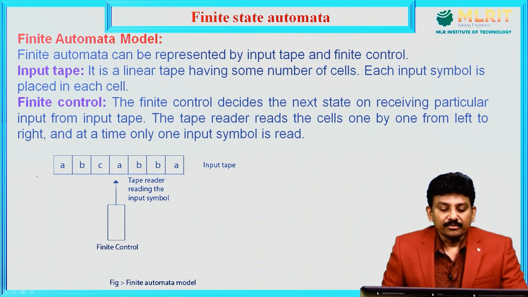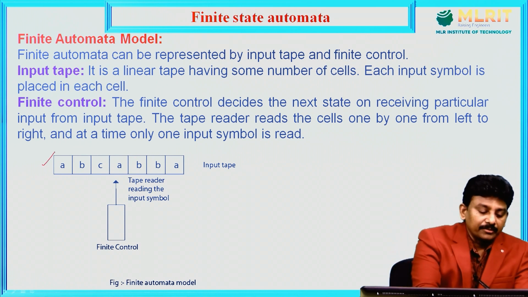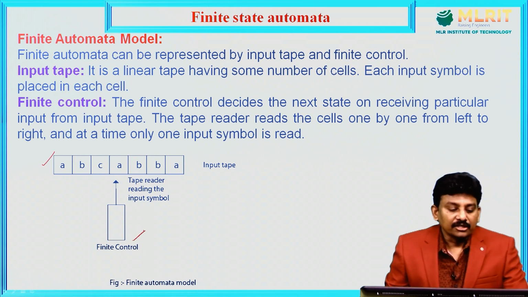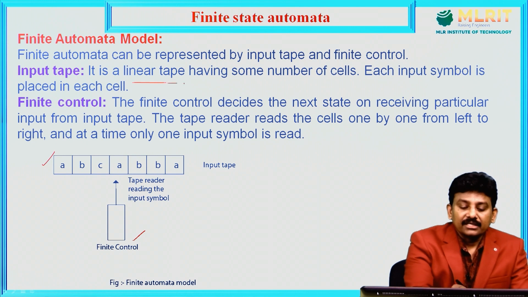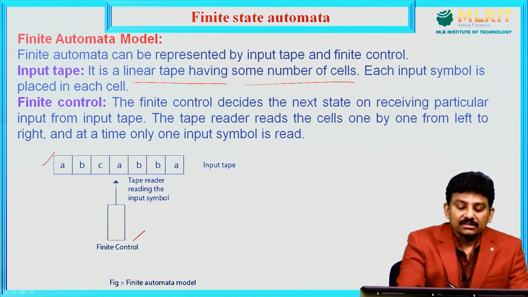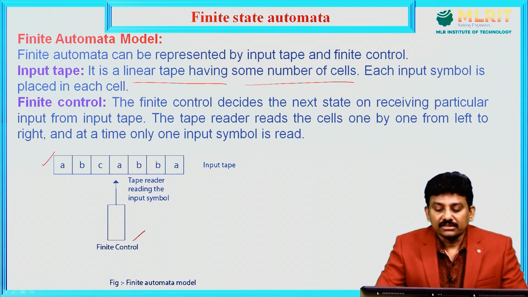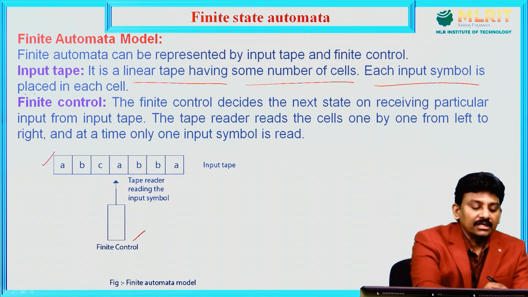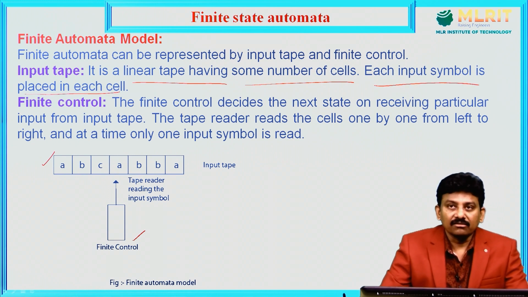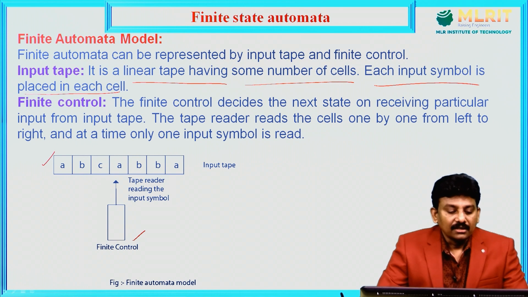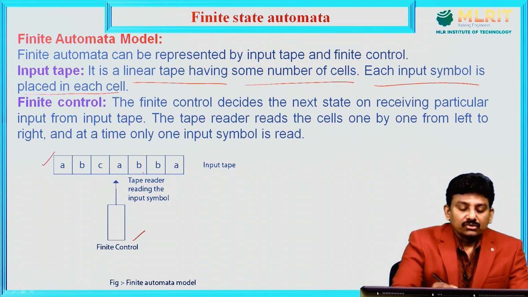Finite automata model. A finite automaton can be represented by an input tape and a finite control. This is the input tape, this is the finite control. The input tape is a linear tape having some number of cells. That is, the tape is divided into a number of cells. Each input symbol is placed in a cell. That means each cell will contain one input symbol. So, the tape is used to store the input.